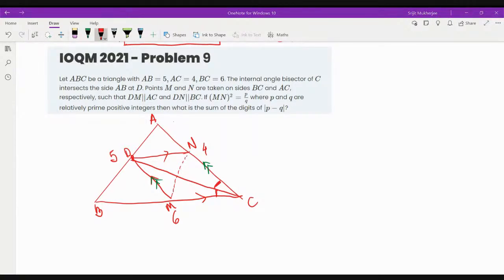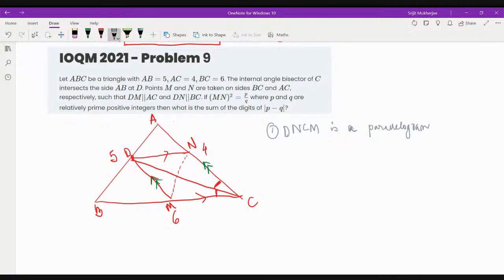Okay, so let's try to understand how to approach this problem, guys. First of all, the first observation, just from the given condition, without doing any construction, is that DNCM is a parallelogram.